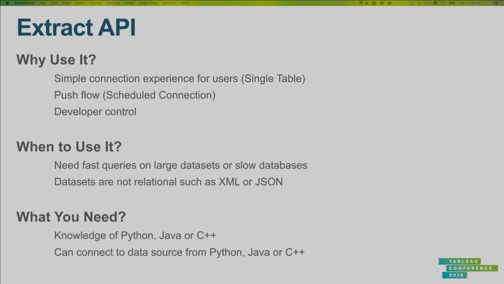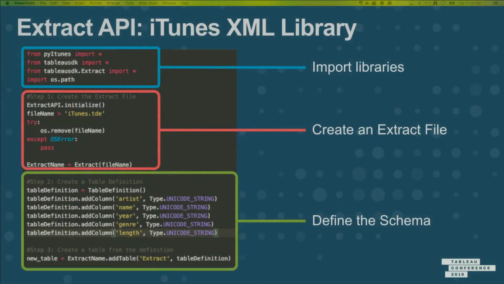Again, here you need to know some Python or some Java or C++. I don't know Java or C++, so I'll show you some Python. And you have to make sure that you can connect to that data actually using that language. So let's keep going with the iTunes example. Somebody's done the hard work for me, and there's a library called PyITunes, which will help standardize all the data for me so I don't have to worry about this XML file that's not completely standard.